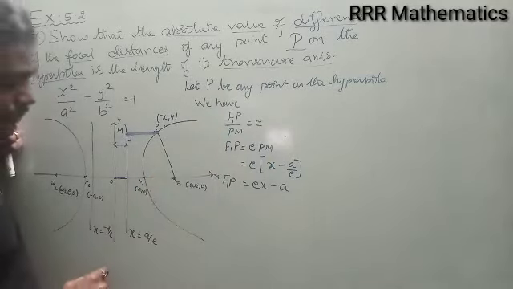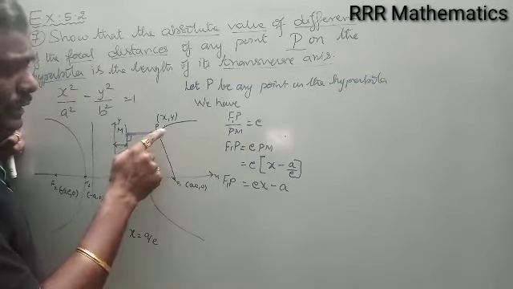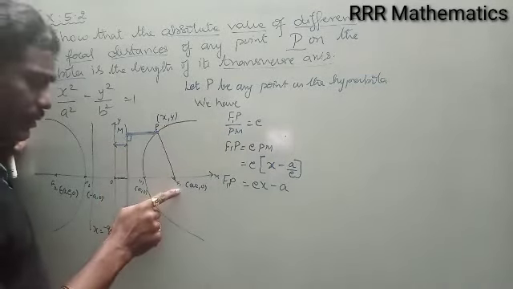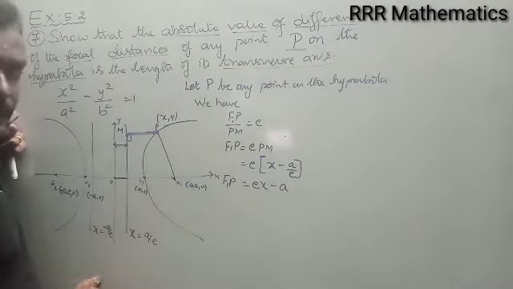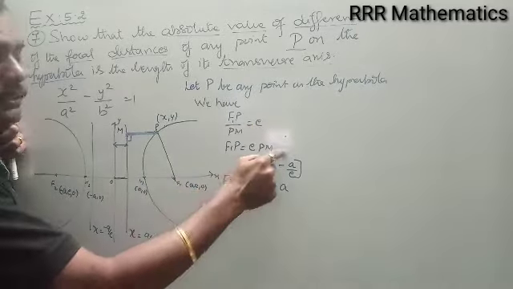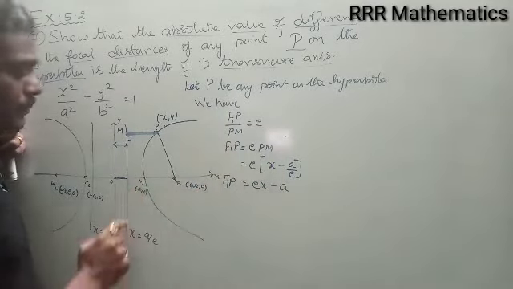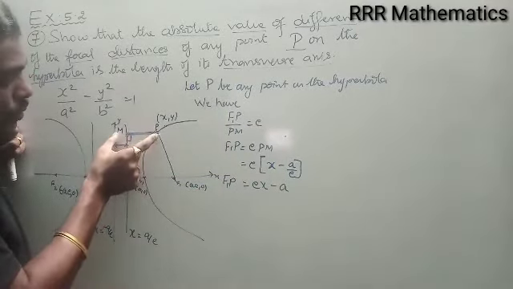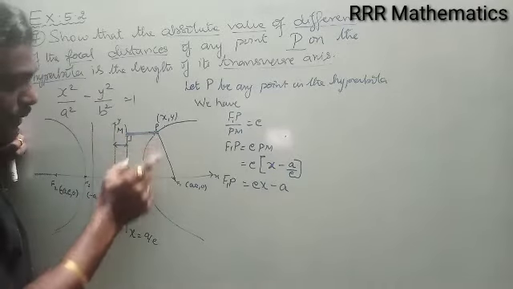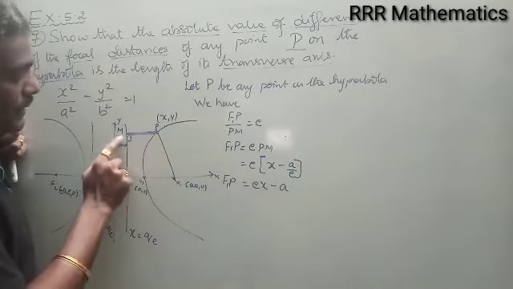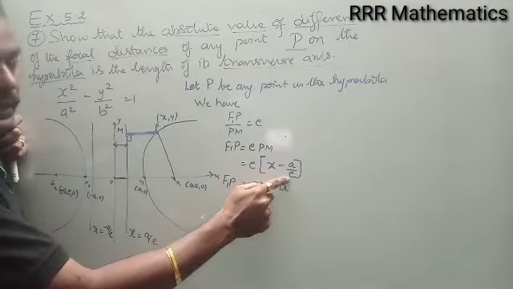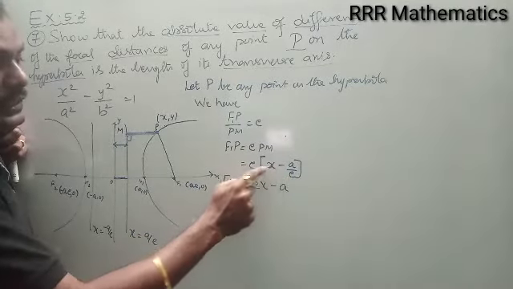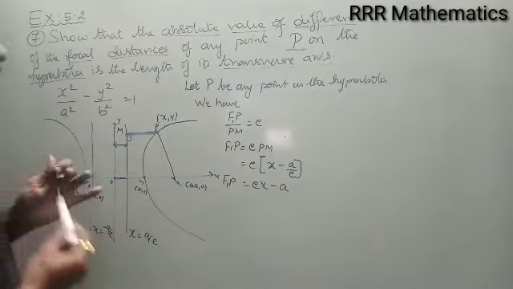This is the relation between any point on the hyperbola, the focus, the perpendicular distance to the directrix and the eccentricity. Cross multiply: e into PM. What is PM? The whole distance from the y-axis to P is x, minus this gap. The gap is nothing but a by e. So x minus a by e. When you multiply e inside, ex, e gets cancelled, giving ex minus a.